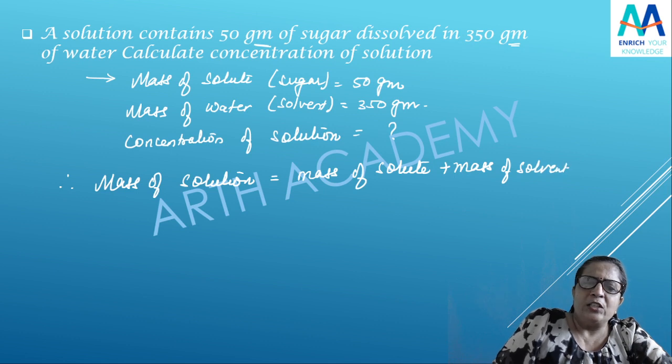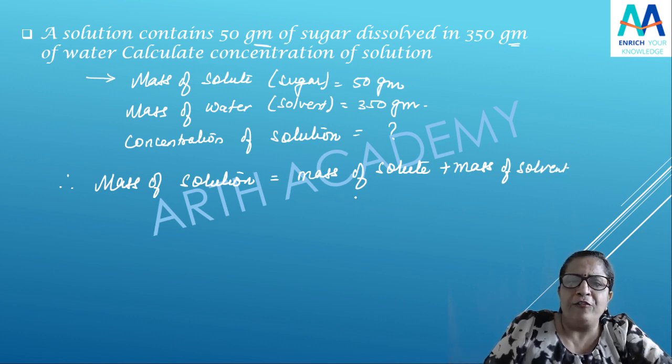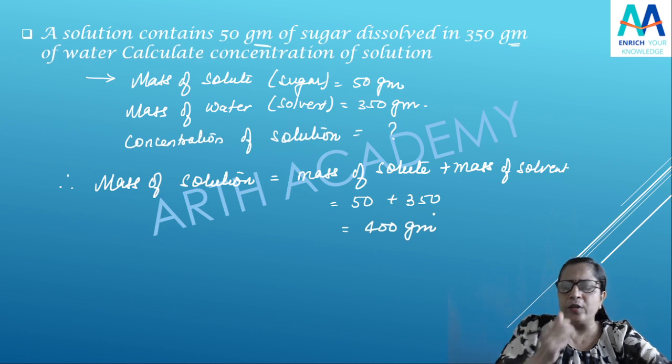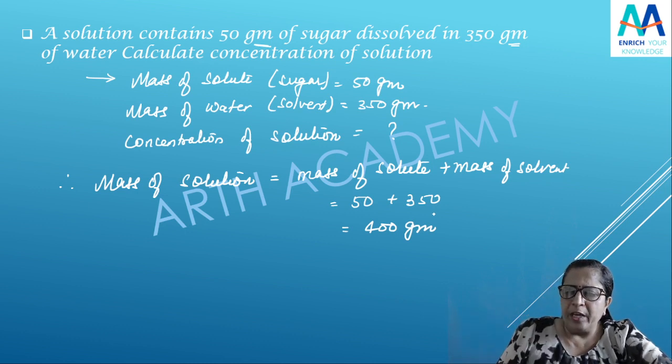So what is mass of solute? It is your 50 grams. Mass of solvent is 350 grams. So that is equal to 400 grams. तो आपका solution का mass हो गया 400 grams. Am I right?